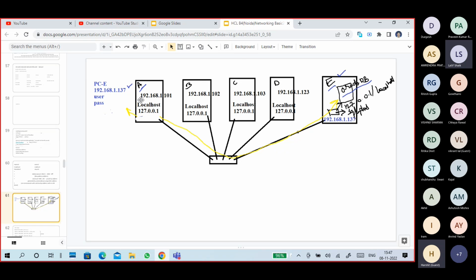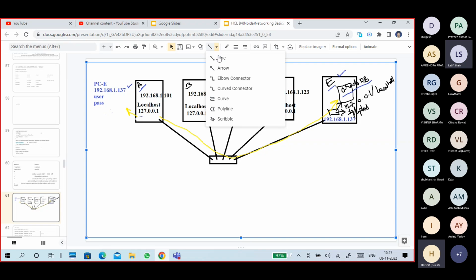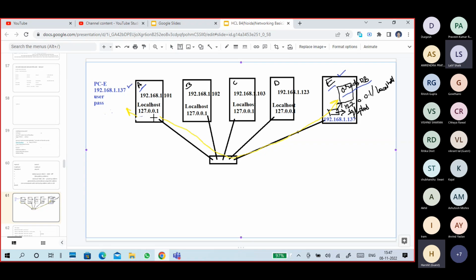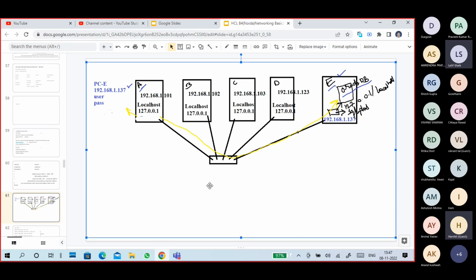But when you are communicating to another PC, then compulsorily you have to use the IP address. I try to access from here to this PC, so I'm trying to access from A to B. Then I have to use B's IP address. If I want to access some service which is inside a PC from the same PC, then I can use localhost also. You can use the localhost name or an IP address.